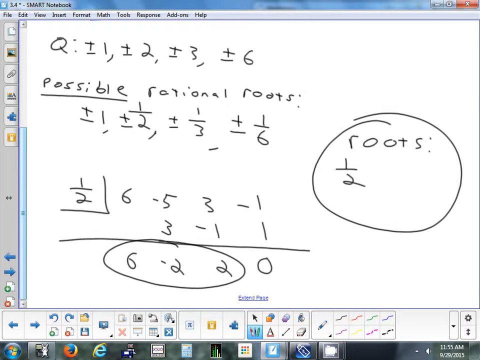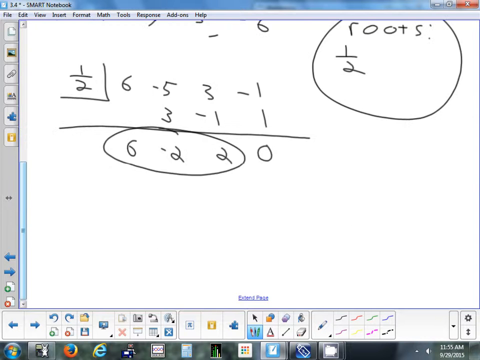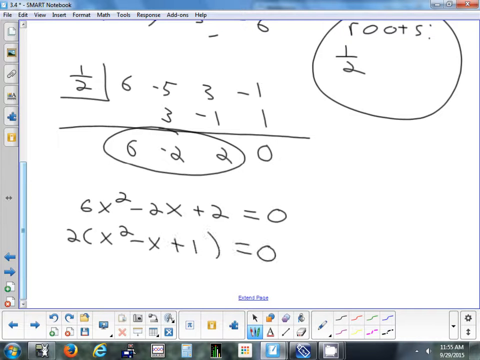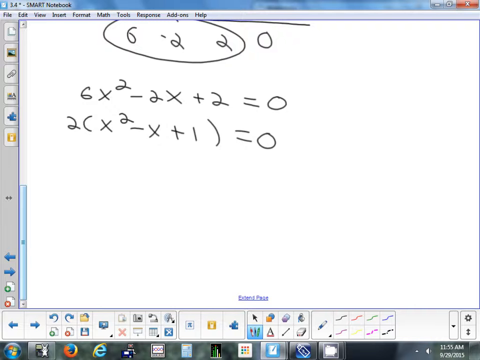Now we're going to look at the quotient and see if we can get some more roots out of that. All right, so we got 6x squared minus 2x plus 2 equals 0. What could I do there to make that a little easier to factor on the left-hand side? Take out a 2. Yeah, why don't we take out a 2? So now we're just focusing on x squared minus x plus 1. Okay, is that going to factor?